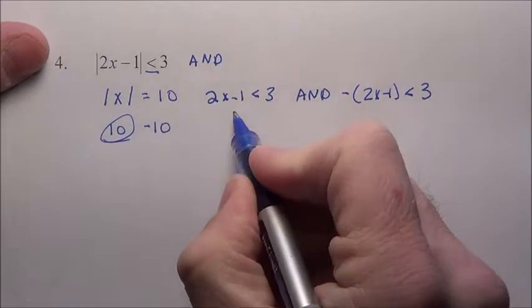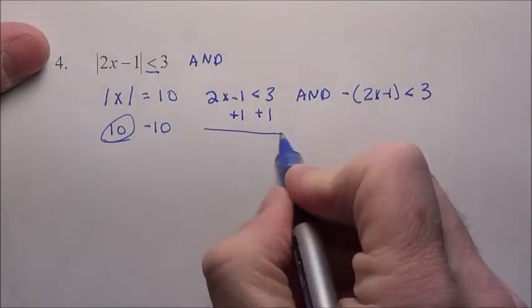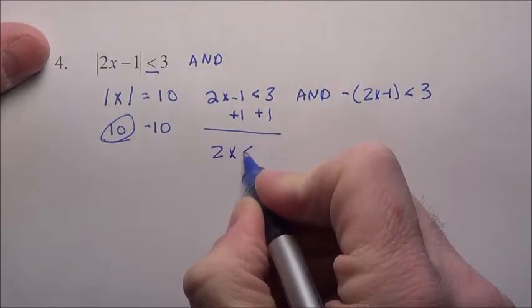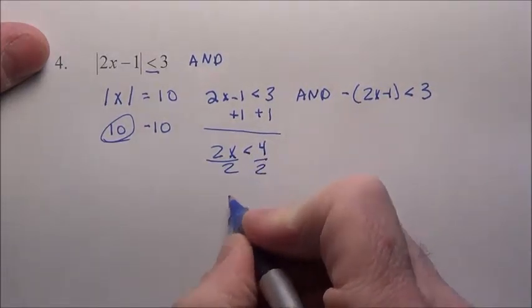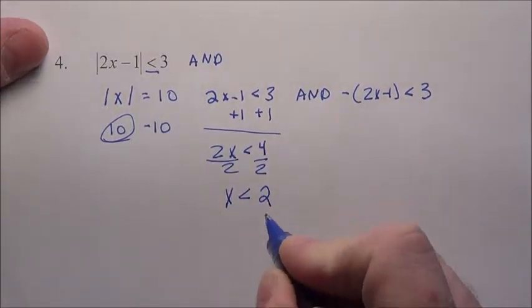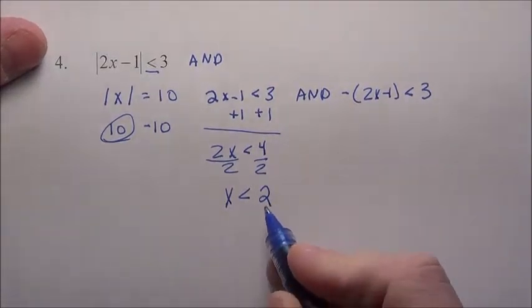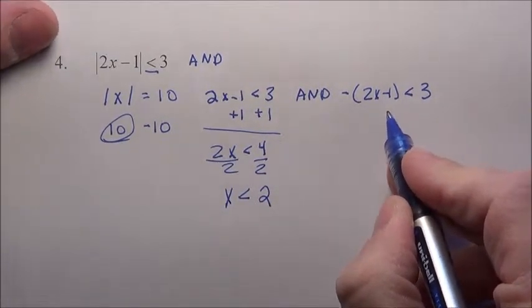Now I'm just going to solve them. Add 1, add 1. 2x is less than 3 plus 1 is 4. Divide by 2, divide by 2. x has got to stay less than 2. That's one piece. We need it to be less than 2, and we need it to be whatever we get here.